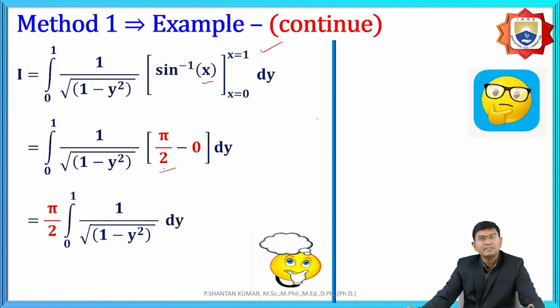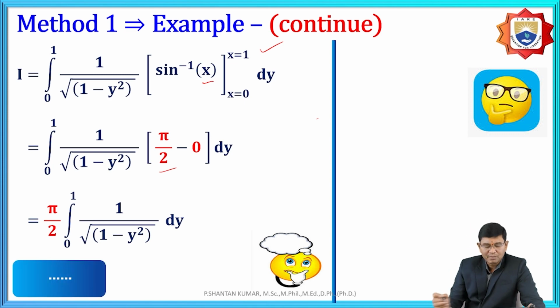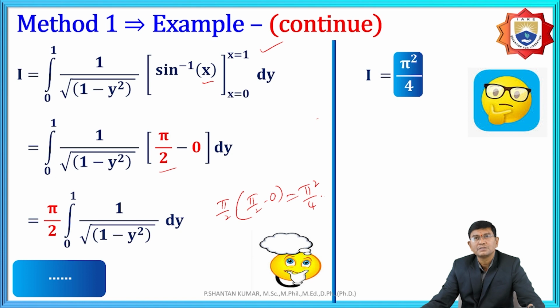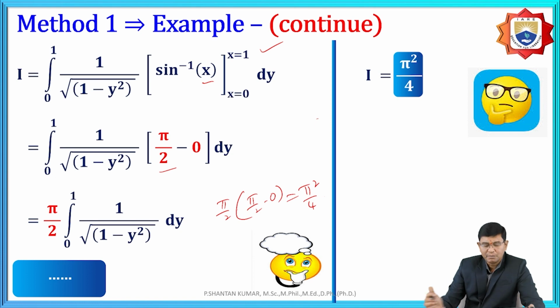The integration from 0 to 1 of 1 by under root of 1 minus y square into dy is directly sine inverse y. Therefore, with upper limit 1 and lower limit 0, pi by 2 into pi by 2 minus 0 is nothing but pi square by 4, the final solution. Similarly, it is the same as sine inverse x, but here it is sine inverse y.